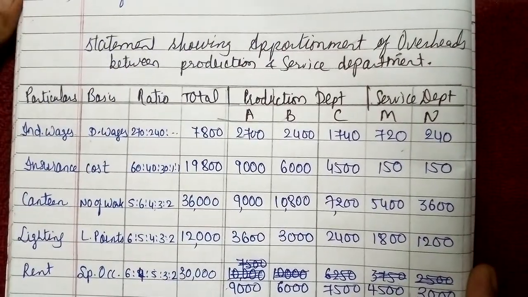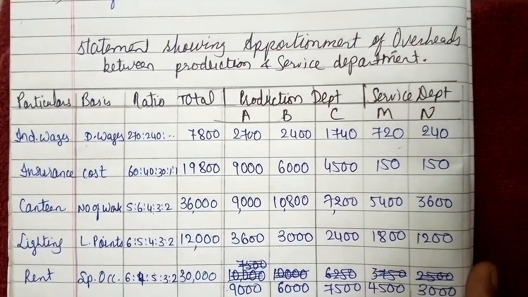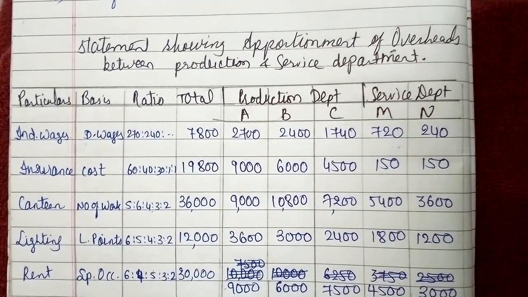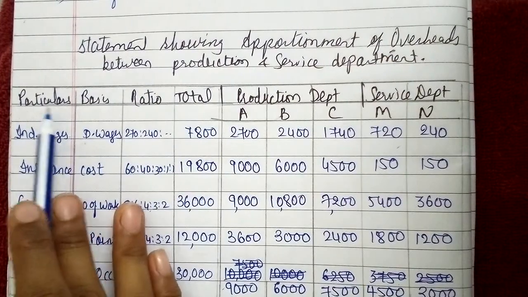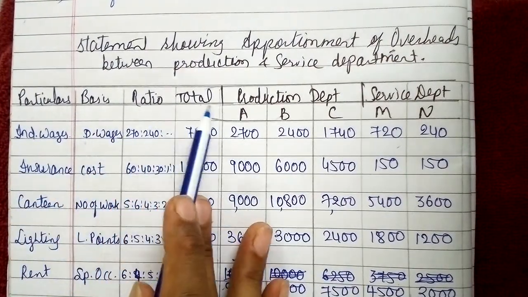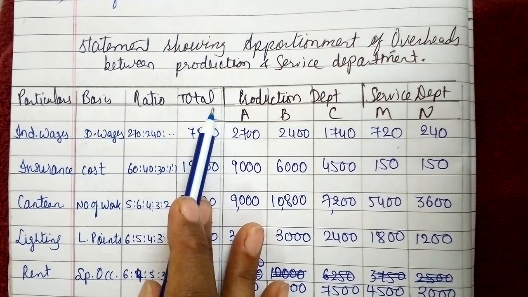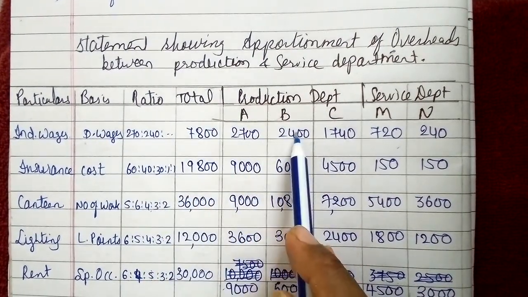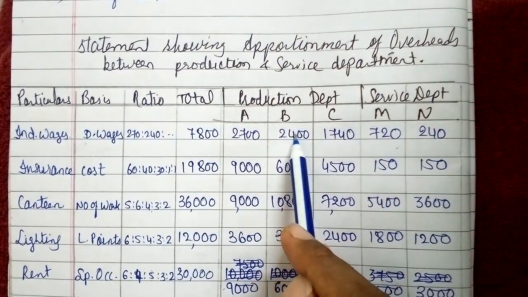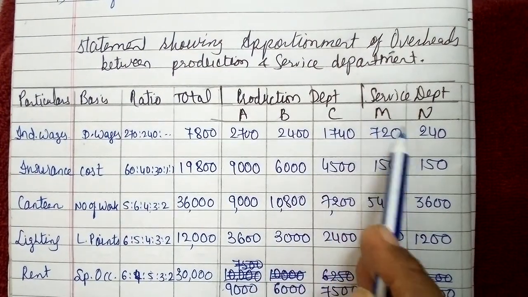See, statement showing apportionment of overheads between production and service departments. Particular, basis, ratio, total. These 4 columns would always be there in any of the examples. Then as per the departments given in the question, we need to draw these columns.